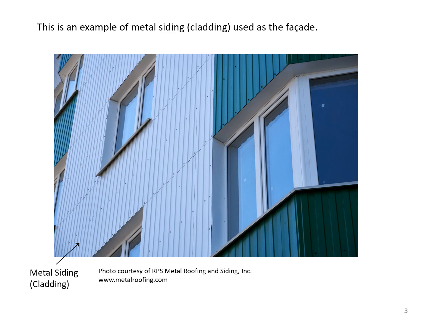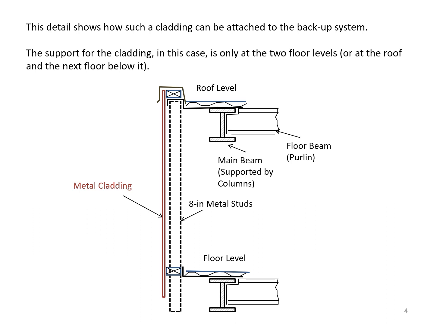This is an example of metal siding used as the facade. As you can see here, the cladding runs in the vertical direction. This detail shows how such a cladding can be attached to the backup system. The support for the cladding in this case is only at the two floor levels, or at the roof and the next floor below it.